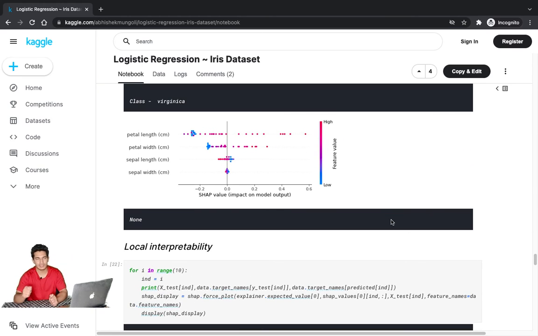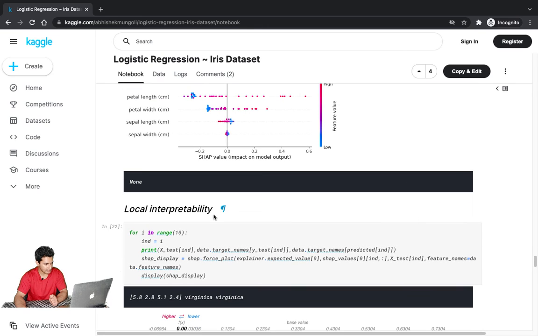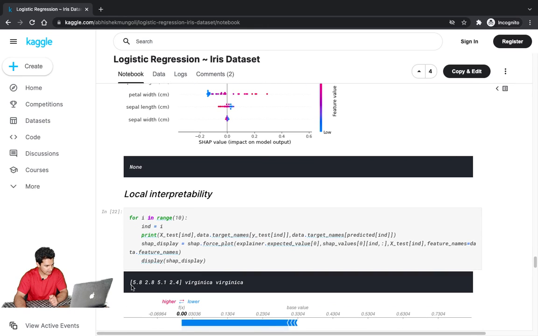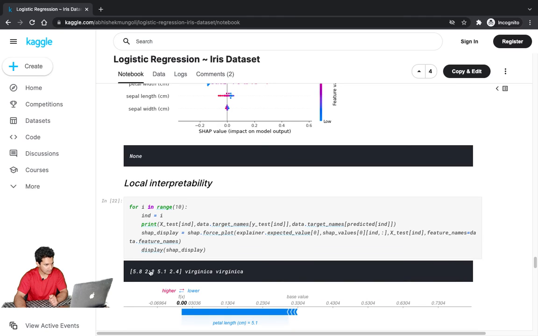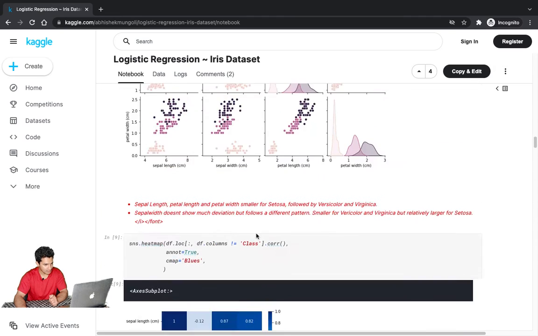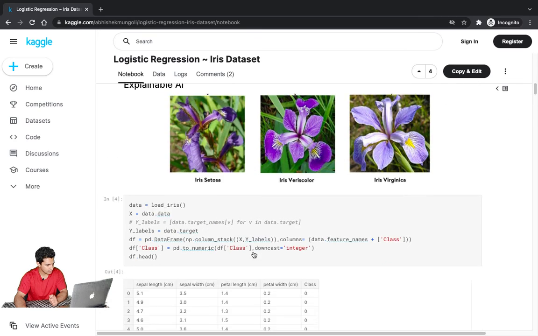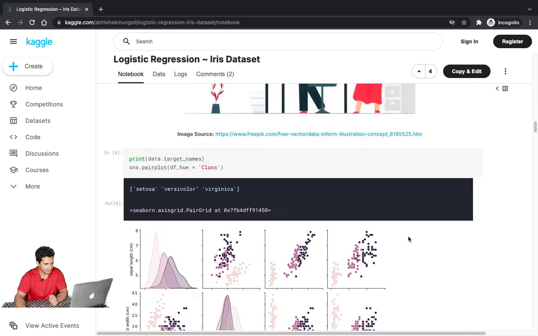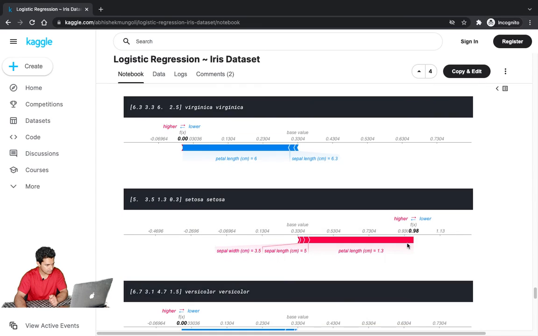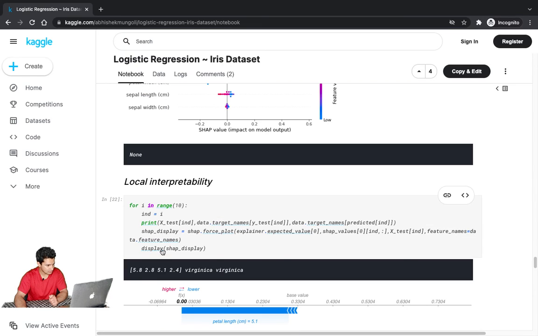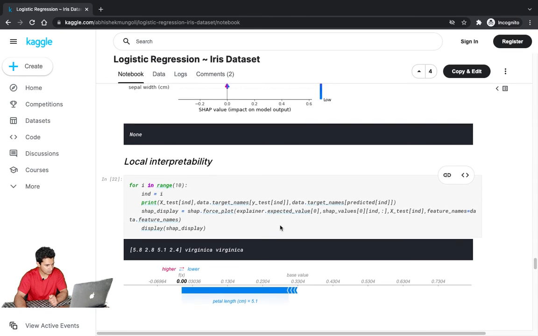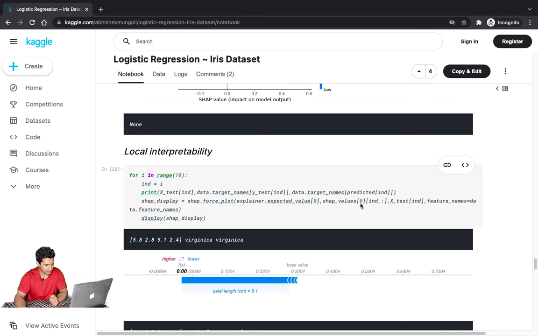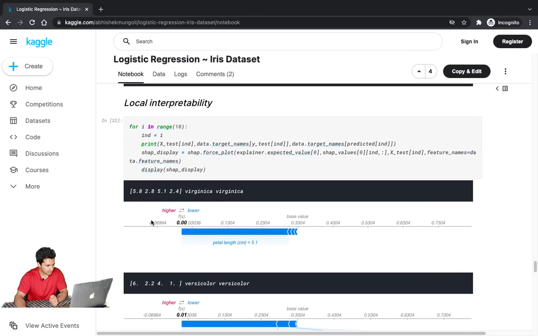Next, the most interesting part, which I appreciate the most, is the local interpretability, where we can see the feature values for an observation. The feature values were 5.8, 2.8, 5.1 and 2.4. These are in the order of, what's the order? It's sepal length, sepal width, petal length and petal width. We can see this with respect to one of the classes. I am doing it here with respect to class 0, which is the Setosa class.